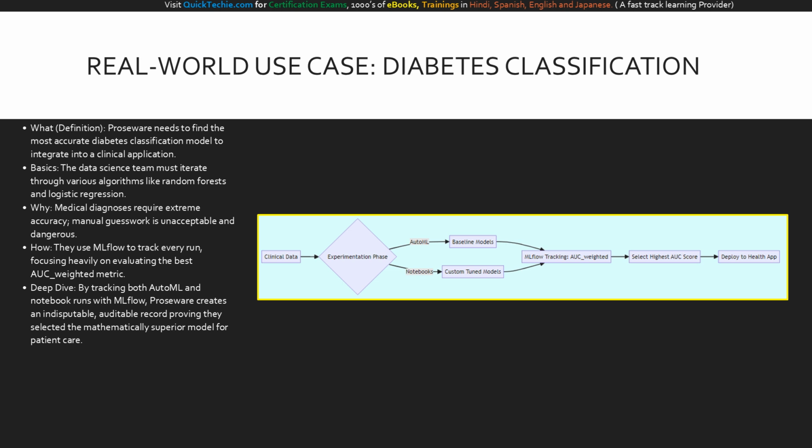Our final diagram shows Proseware's clinical workflow. Clinical data enters the experimentation phase. The team uses a dual approach, generating baseline models via AutoML and custom-tuned models via interactive notebooks. Crucially, both paths flow directly into MLflow tracking, where the system meticulously records the AUC-weighted metric. The team simply selects the model with the highest score and deploys it directly to the health app, confident in their data-driven decision.